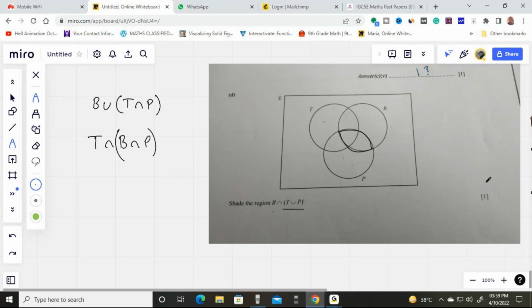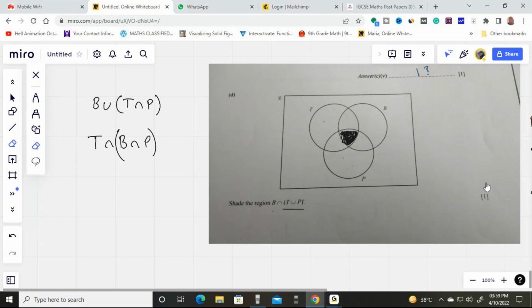So this is your B intersection P, and then this B intersection P. Can you see any region in this black petal which is present in your T as well? Yes, this is the one which is present in your T. So this is the region which is common in T, B, and P, all of them. So T intersection B intersection P is this region. That's it.